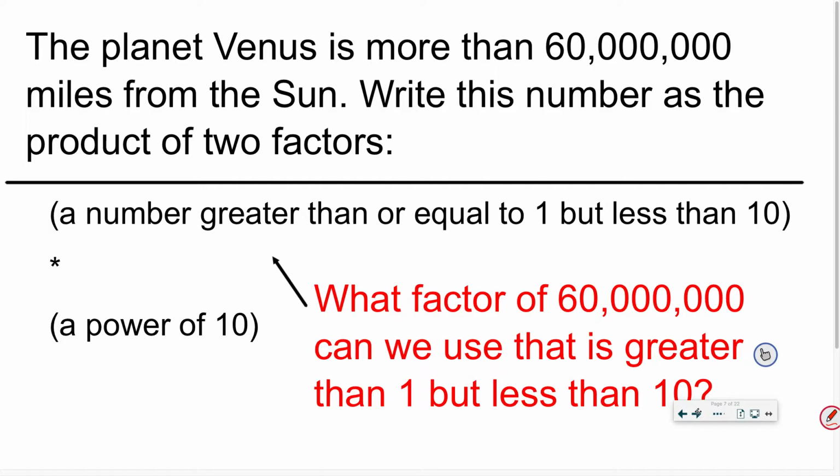Yeah, like you could also think about what is something divisible? What number could I divide 60 million by? Like, is it divisible? What factor could I use for 60 million that's between 1 and 10? 6, absolutely. Think about what I can multiply 6 by to get 60 million.